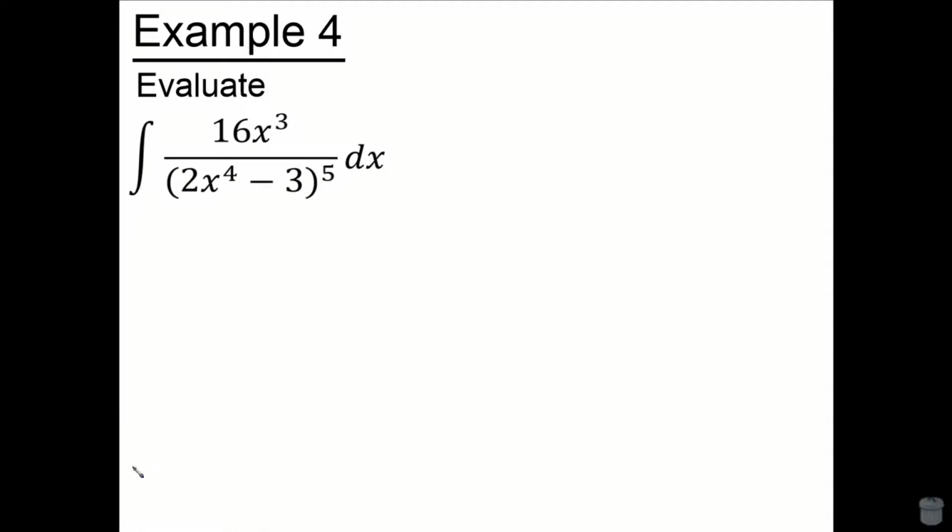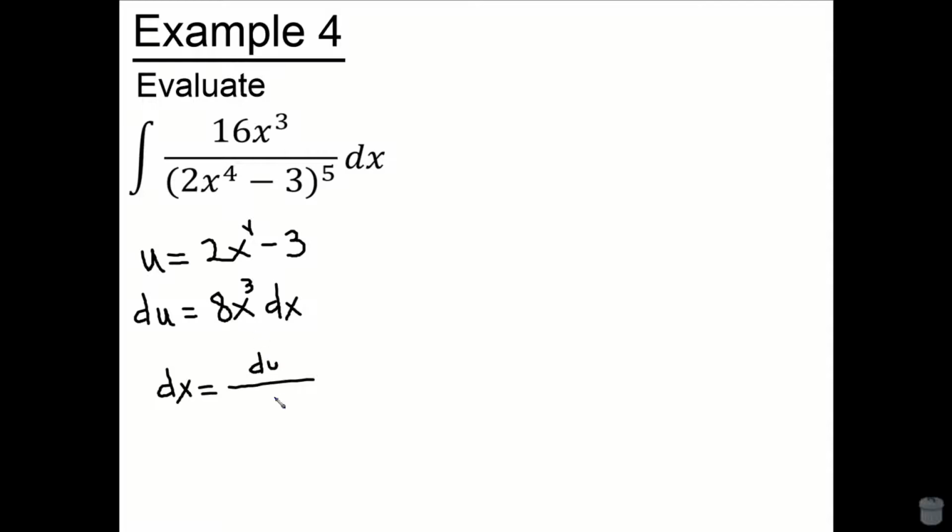Example 4. Now I got rid of this. See if you can actually remember. First thing you want to do, again, let u equal the inside function 2x to the 4th minus 3. Take the derivative of both sides. And that is going to equal 8x cubed dx. Again, this is going to serve as a perfect example of why I like solving for dx. dx equals du over 8x cubed.